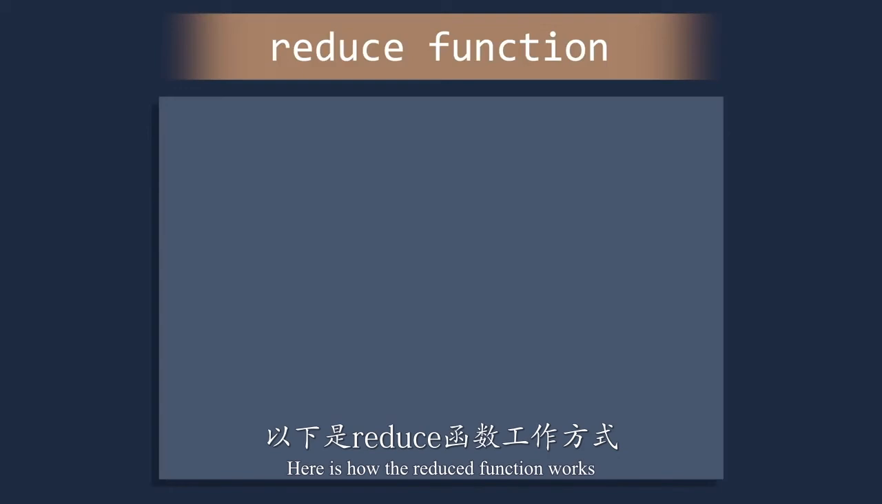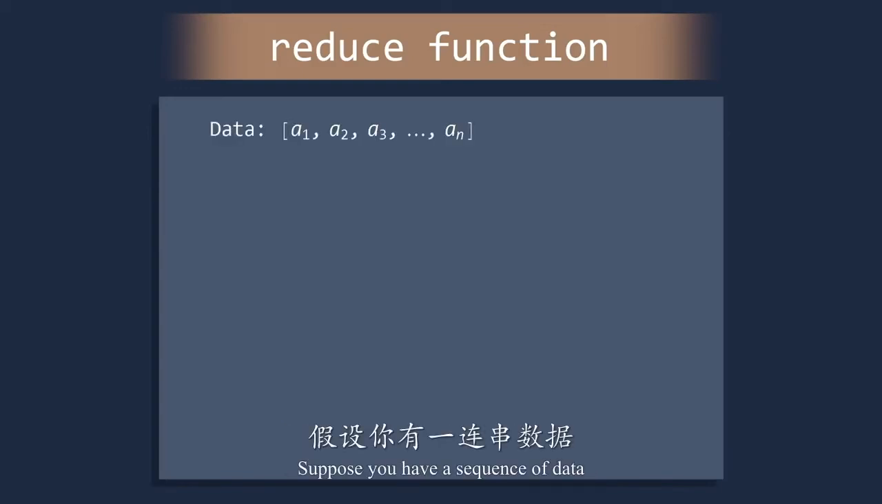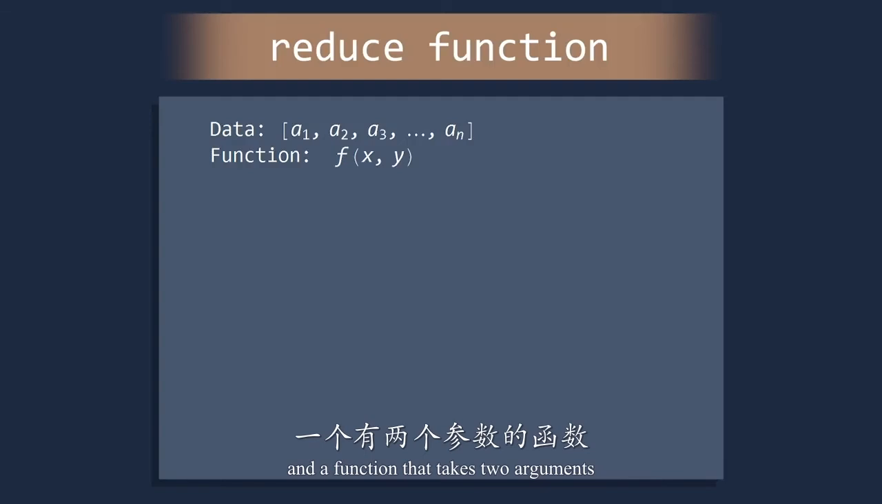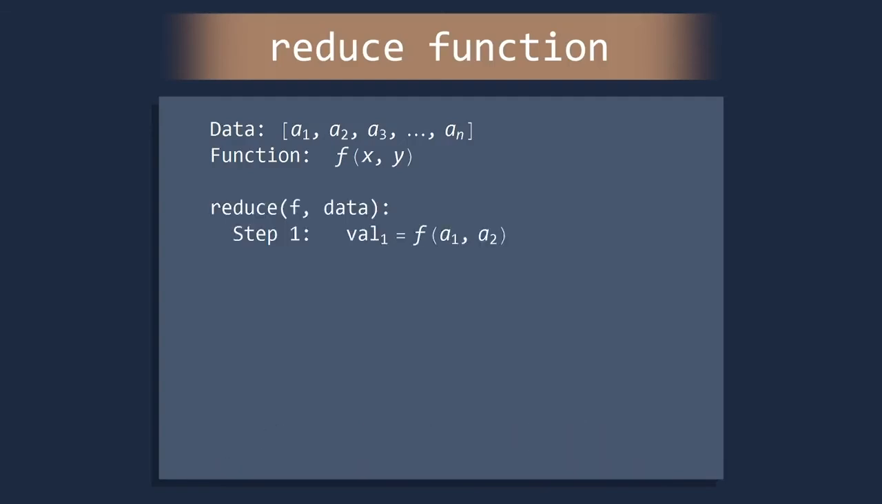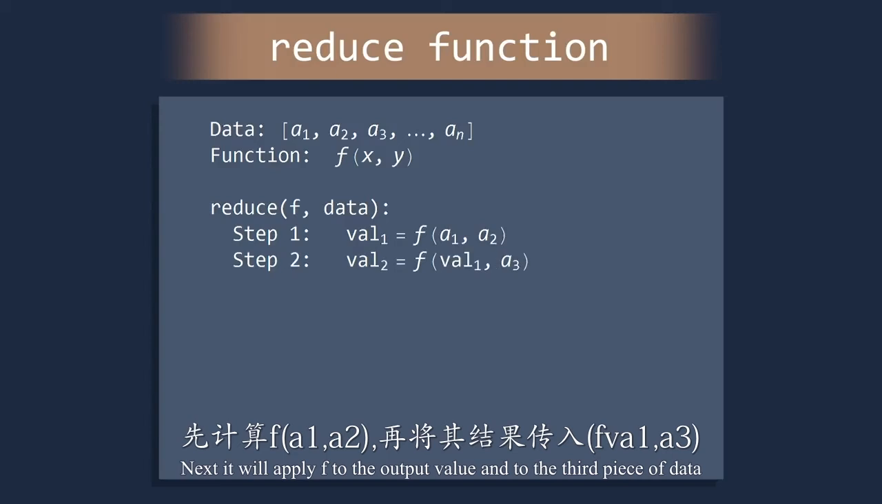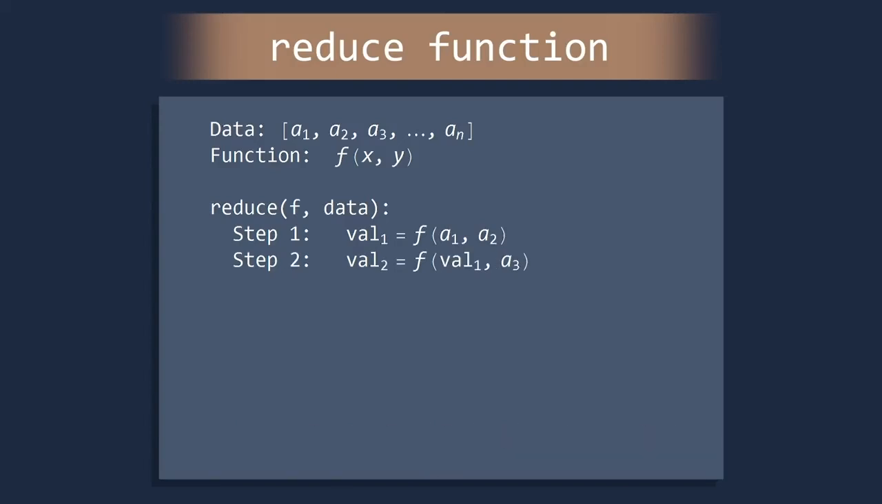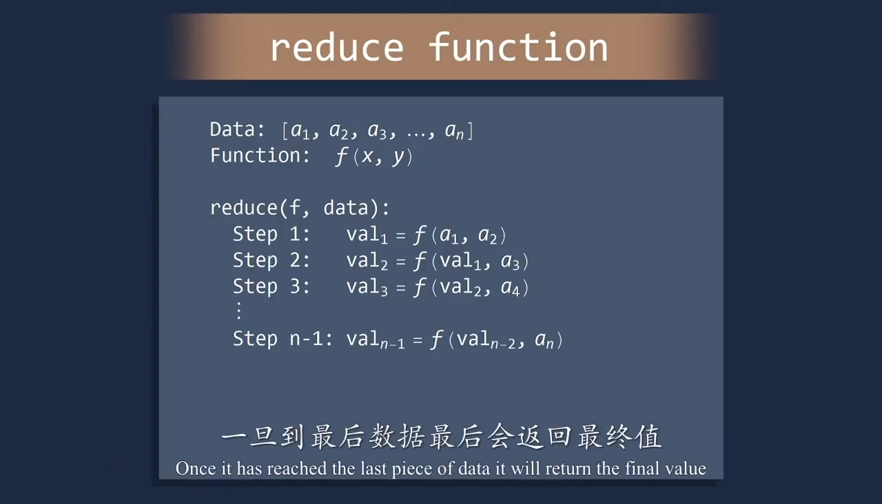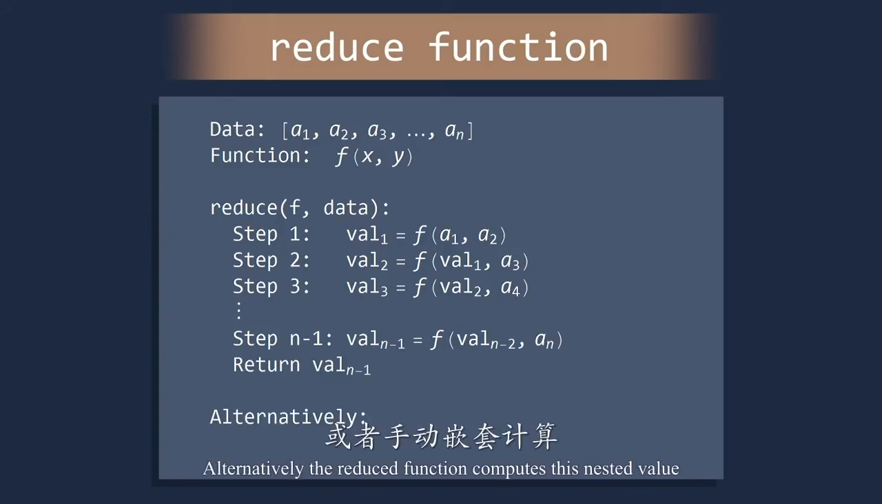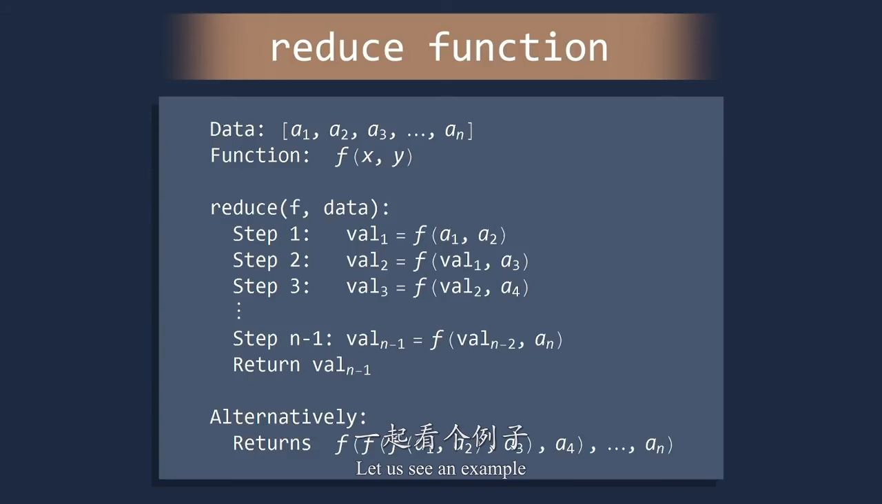Here is how the reduce function works. Suppose you have a sequence of data and a function f that takes 2 arguments. The reduce function will first apply f to the first 2 terms. Next, it will apply f to the output value and to the third piece of data. Then it will repeat this process. In each step, it applies f to the previous output value and the next term in the sequence. Once it has reached the last piece of data, it will return the final value. Alternatively, the reduce function computes this nested value. Let us see an example.